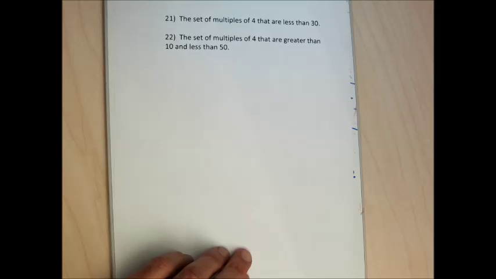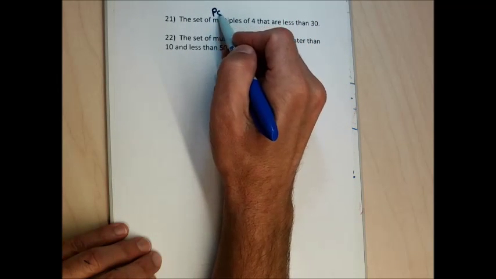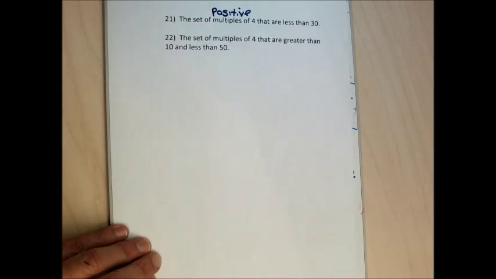I don't really like question 21. How about the set of positive multiples of 4 that are less than 30? Let me change your 21 to that, and let me do your problem 21 as opposed to my 22, because I didn't like problem 21.